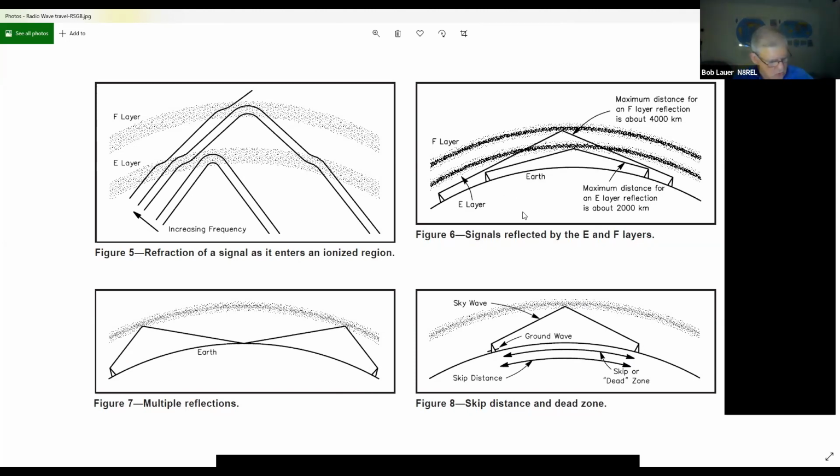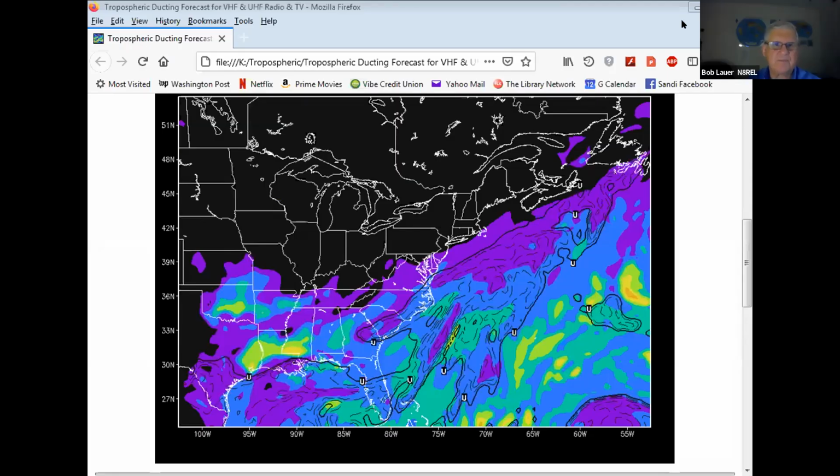There's this thing called tropospheric ducting. I have a map if you want me to put it on. Okay, let me stop sharing. Okay, go ahead. Has this come up yet? It's on the way. There we go.